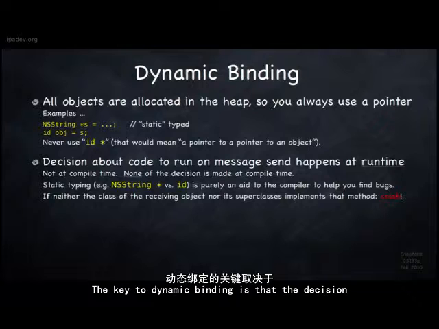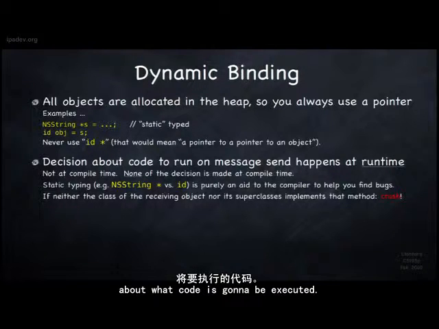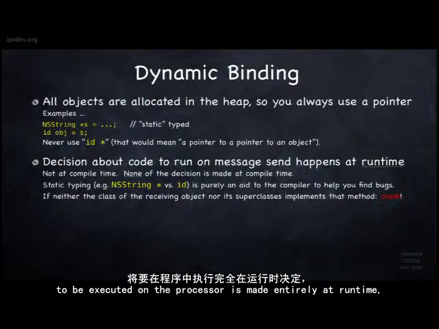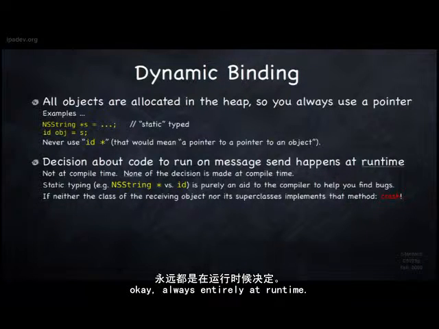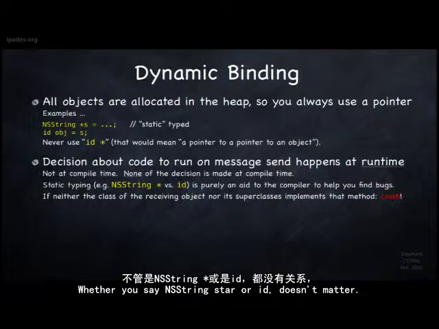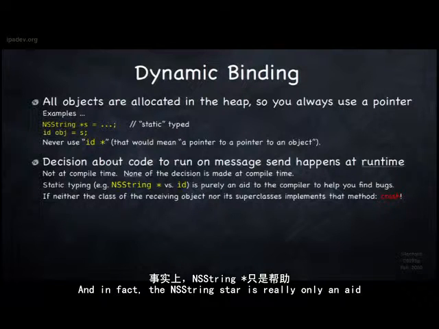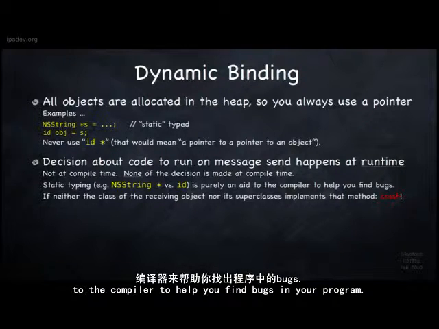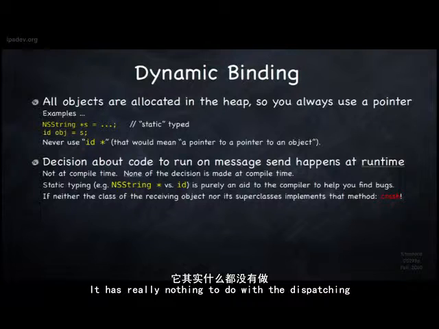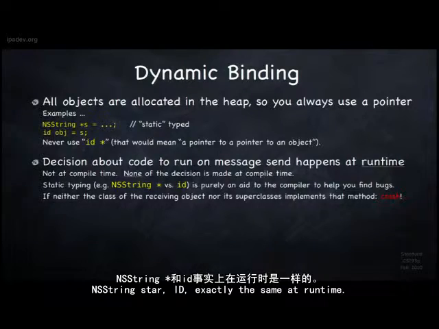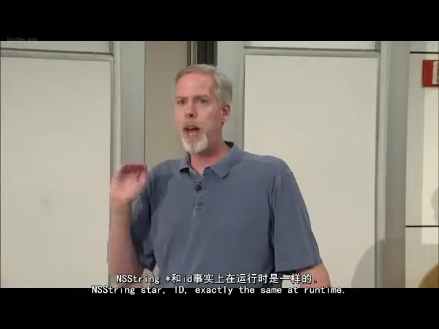The key to dynamic binding is that the decision about what code is going to be executed, literally what underlying function is going to be executed on the processor, is made entirely at runtime. Okay? Always entirely at runtime. Whether you say NSString star or id, doesn't matter. It's always going to make that decision at runtime. And in fact, the NSString star is really only an aid to the compiler to help you find bugs in your program. It has nothing to do with the dispatching of which messages are sent and things like that. Okay? So that's an important thing to understand. NSString star, id, exactly the same at runtime.